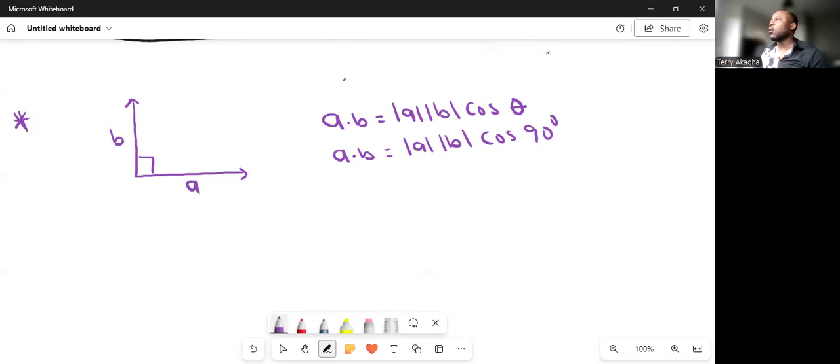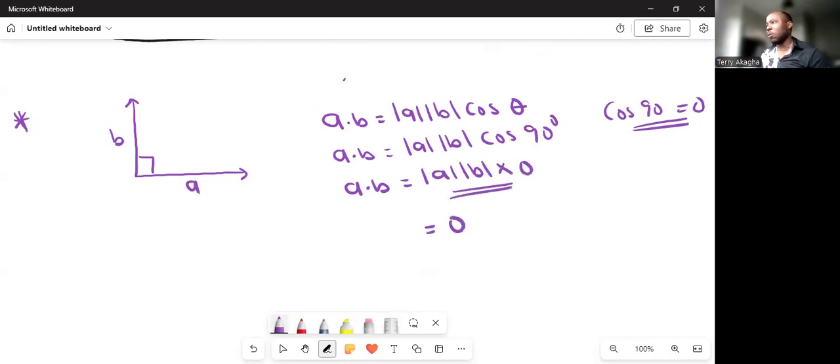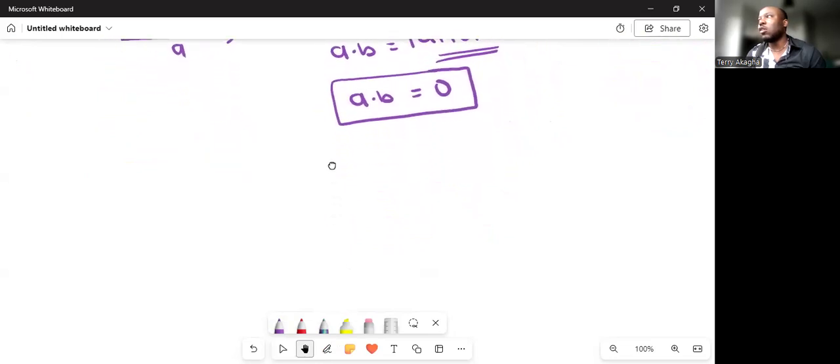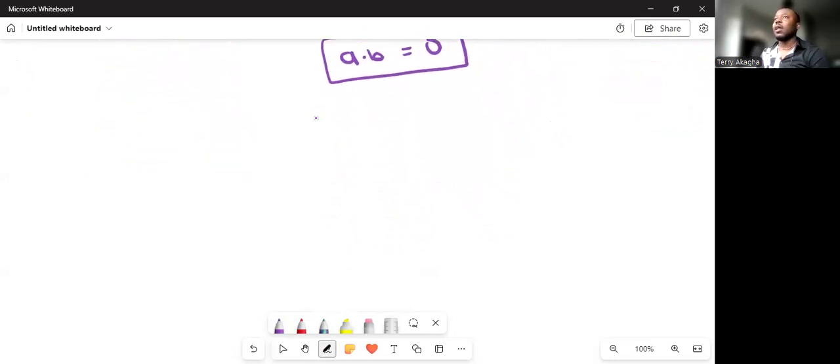Now, you already know that cos 90 is equal to 0. So that means A dot B is equal to the magnitude of A, magnitude of B times 0. And because we're multiplying by 0, everything is going to be 0. So you can see when two vectors are perpendicular, the dot product is going to be 0. Okay, so I'm going to write it down here so that you can also keep it in your notes. It's very important: the dot product when two vectors are perpendicular is 0.